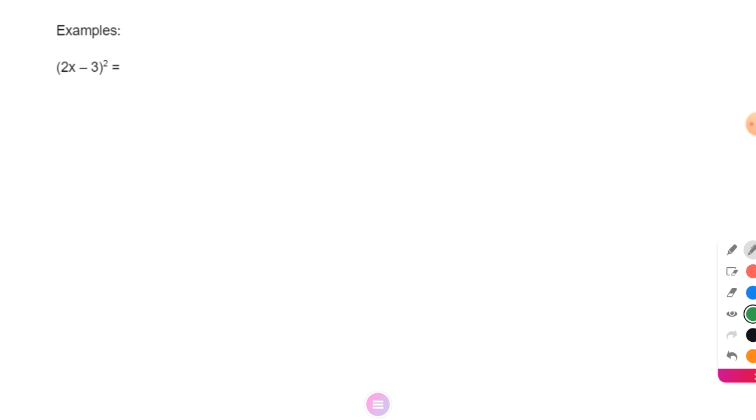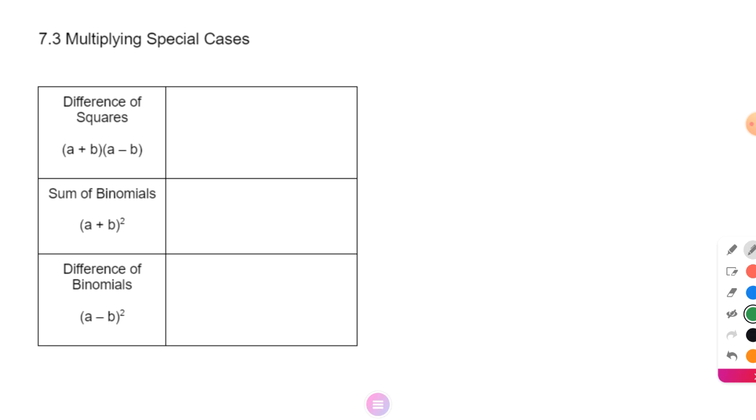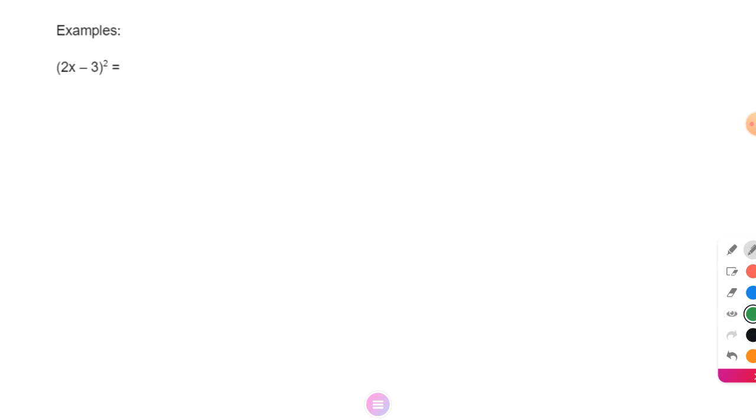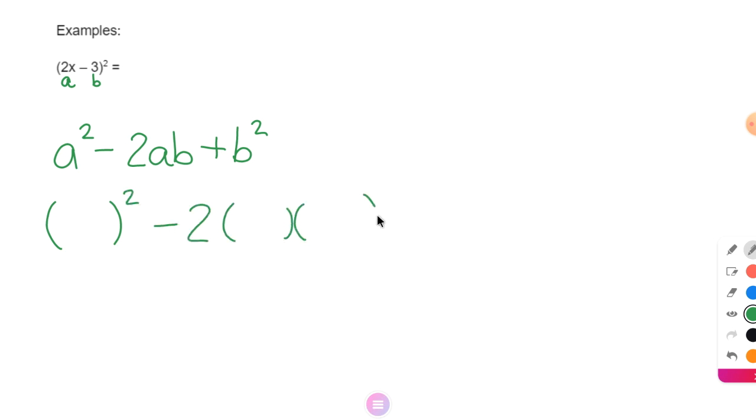All right, so your first job is to determine, well, what formula is this? Well, let's see, it's 2x minus 3 quantity squared. So it's number subtract number squared. So that's the sum of binomials, that second formula. So let's see, my a is 2x. Actually, I'm sorry, this is subtraction, so it's your third formula. Your a is 2x and your b is 3. The formula says a squared minus 2ab plus b squared. So a squared minus 2 times a times b plus b squared.